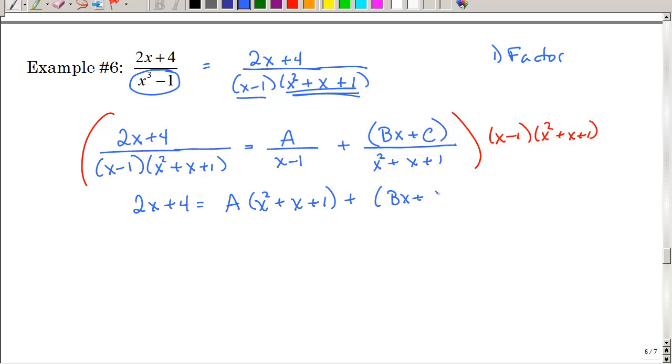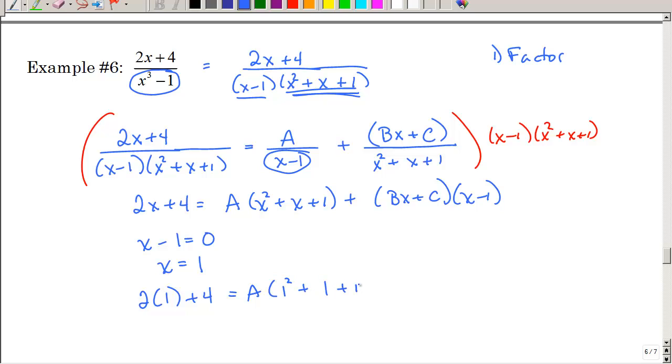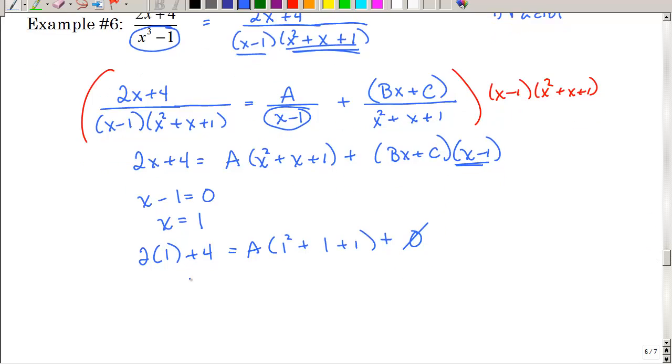Putting bx plus c in parentheses just to make sure it gets all distributed. That's probably a huge mistake most students make, so don't you make it. Now, do we have any convenient values? Yes, we do. As long as you have linear factors, you have convenient values. So I'm going to let x equal 1. And then, of course, that's going to be 0, so that goes away. So I have 6 equals a times 3, so a is 2.